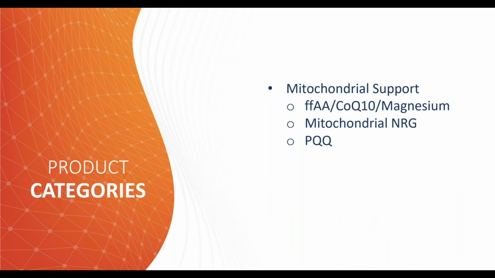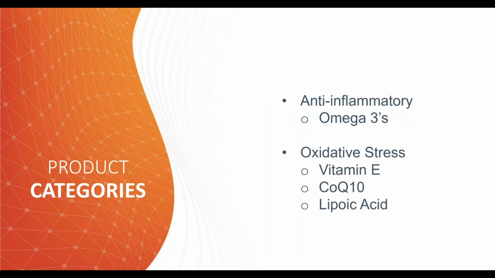On the mitochondrial support side, if you see highs or especially lows on those markers, you're thinking amino acids, CoQ10, magnesium, you're thinking PQQ. And then if you see a lot of oxidative stress, you can use things like vitamin E or CoQ10. You have a pretty wide range. And I like lipoic acid. Lipoic acid does so many different things, right? So you have a lot of different options there.